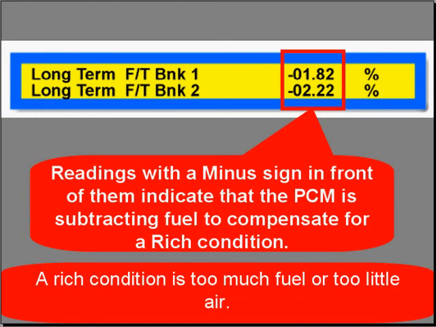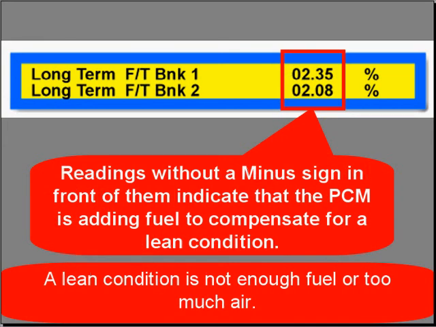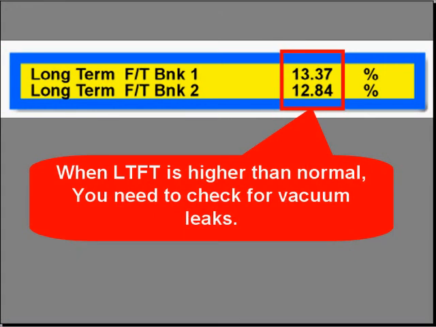Readings with a minus sign in front of them indicate that the PCM is subtracting fuel, and that's to compensate for a rich condition. And remember, a rich condition is too much fuel or too little air. Readings without the minus sign indicate that the PCM is adding fuel to compensate for a lean condition. And once again, a lean condition is not enough fuel or too much air.